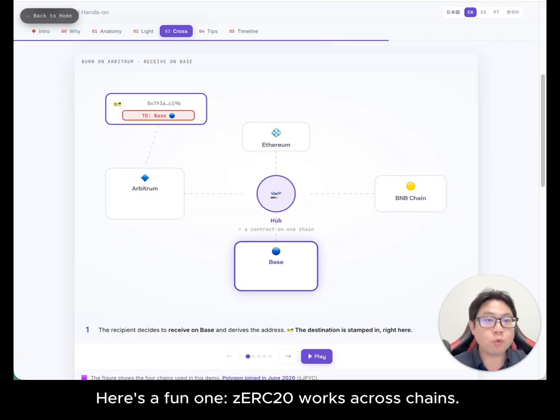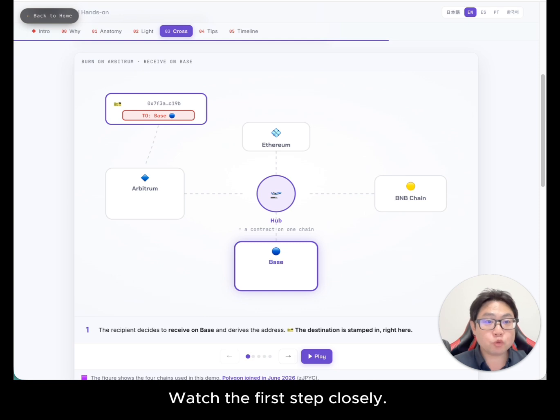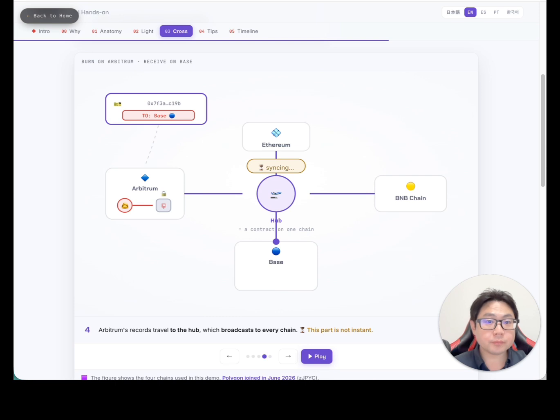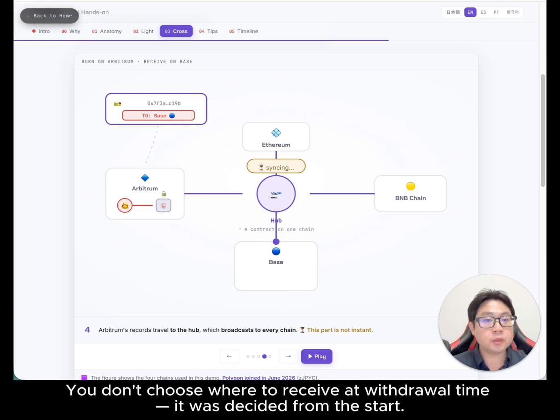Here is a fun one. zERC20 works across chains. You can burn on Bitcoin and receive on Base. Watch the first step closely. The moment the address is created, the destination gets printed on it like a ticket. You don't choose where to receive at withdrawal time, it was decided from the start.